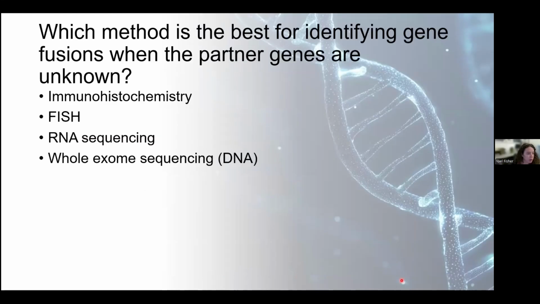So now I would like to ask you, and I would be happy if you can answer in the chat or just think for yourselves if you don't want to answer. Which of the following methods is the best for identifying gene fusions when the partner genes are unknown? So we have immunohistochemistry, FISH, RNA sequencing, or whole exome sequencing of the DNA. So which method would you choose?